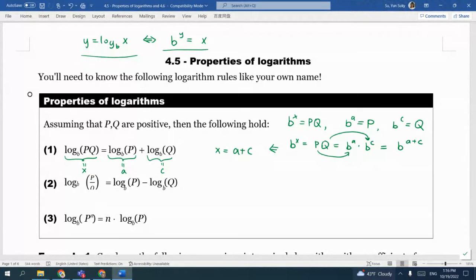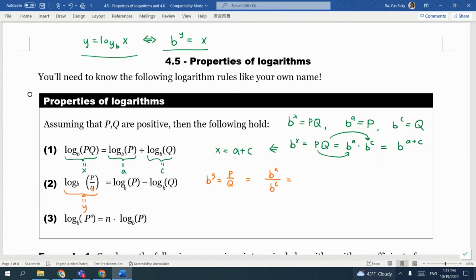So this is how we show the first rule. So far, so good, everybody? Okay, keep going. How about the second rule? Oh, by the way, this is Q, so let's call this Y. This means b to the Y is P over Q. Do you agree? And what's P? b to the A. What is Q? b to the C. Yes, everybody.